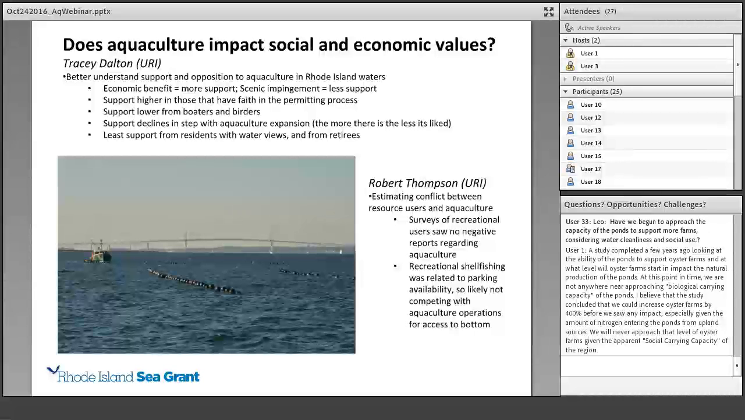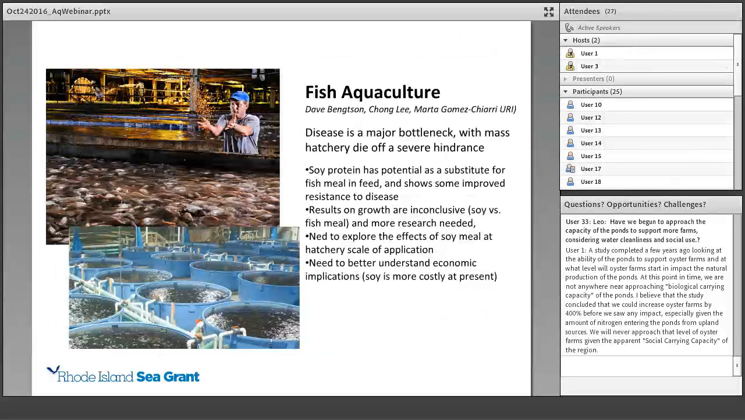Dale talked about the social impacts of social carrying capacity. We're funding 2 projects, one by Tracy Dalton, one by Rob Thompson, who are looking at how much aquaculture is considered too much by us people. They're finding mixed results, and the research is still underway. And then finally, we did fund a little bit of work on fish aquaculture, not important here in Rhode Island at the moment because there is none, but it's important at a regional scale, just really looking at some different feeds. So Azure, back to you, and thank you.